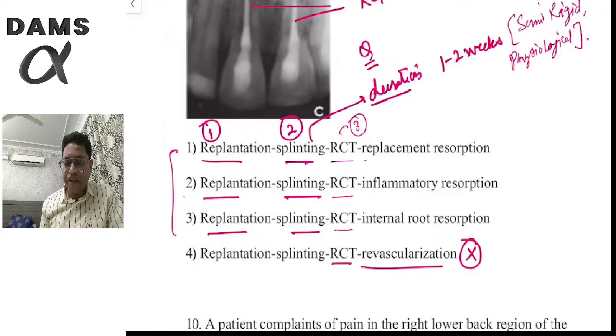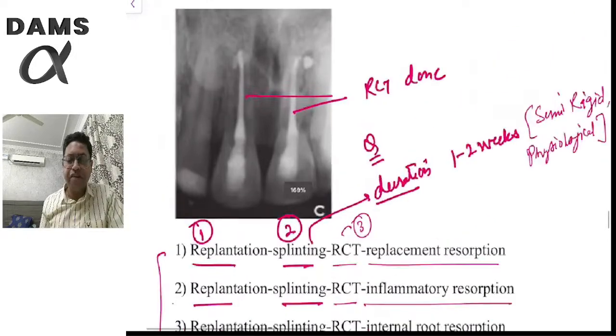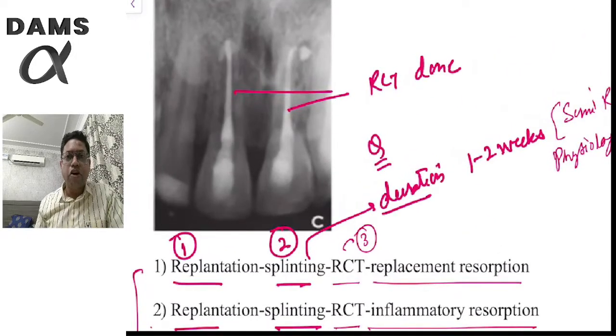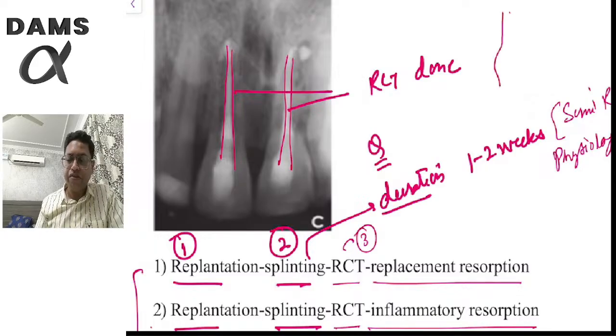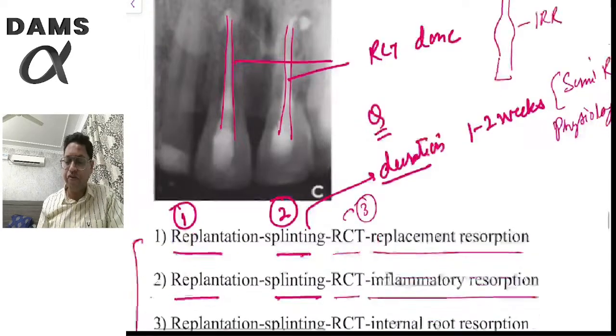Now we have to look for the fourth thing, replacement resorption, inflammatory or internal root resorption. To identify it, we come to the radiograph and study it properly. Option 3 says internal root resorption. Do we see any internal root resorption over there? No. There is no enlargement of the root canal. If we see the obturated root canals, they are continuous. Conical root canals. Had it been a case of internal root resorption, the root canal outline would have been like this. Internal root resorption.